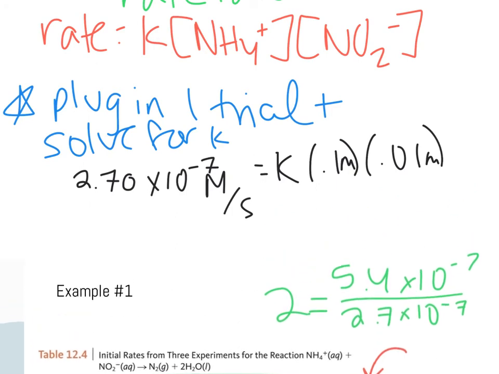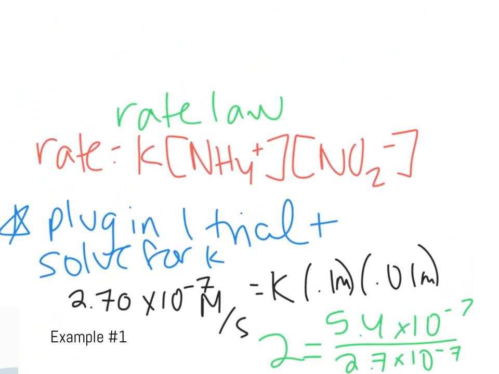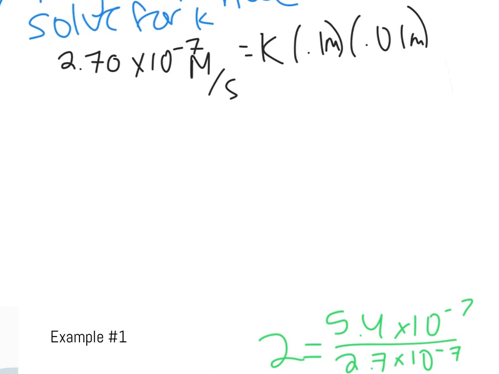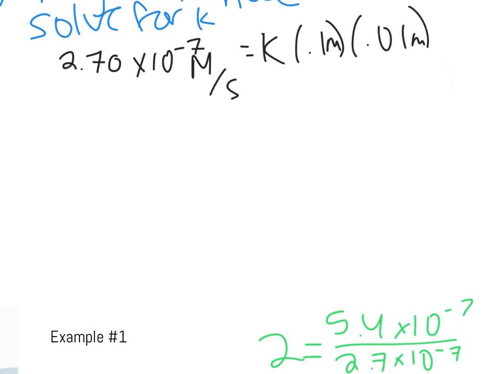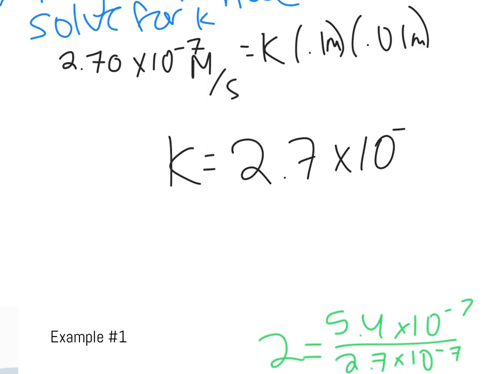All I'm going to do is this math. Let's just plug it in a calculator, and K will be equal to 2.7 times 10 to the negative 7 divided by 0.1 and 0.01. I get 2.7 times 10 to the negative 4.